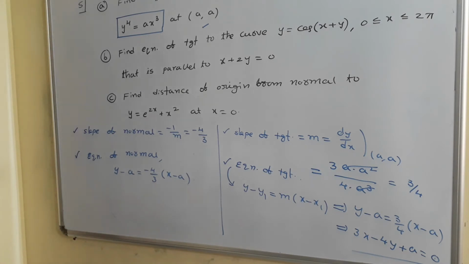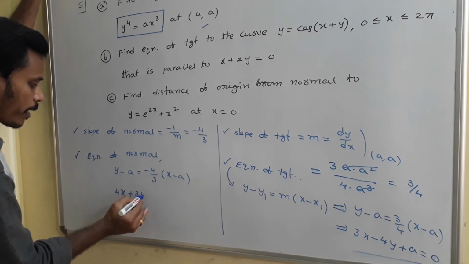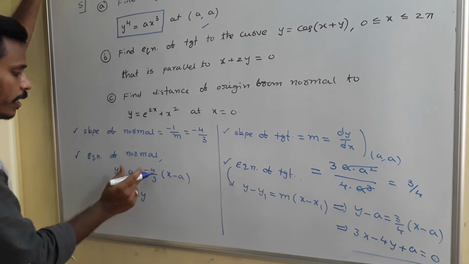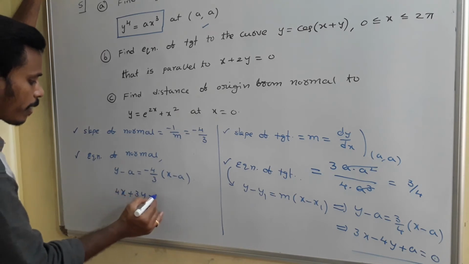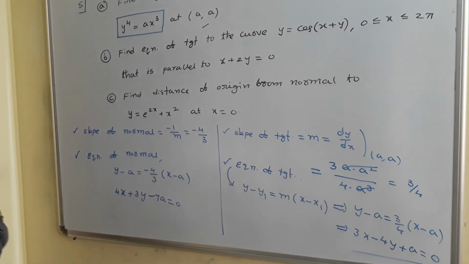You just simplify it, okay? 3y minus 3a equals minus 4x plus 4a. Send that 4x this side: 4x plus 3y minus 3a minus 4a, sending that side, minus 7a is equal to 0. So this is the equation of tangent and that is the equation of normal.